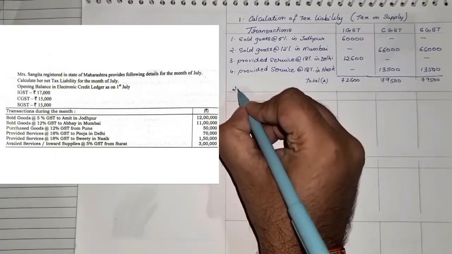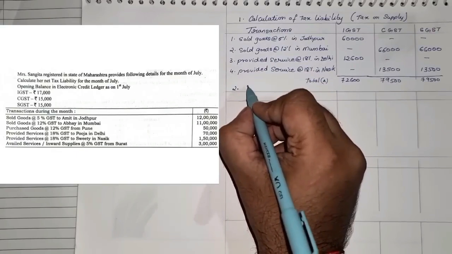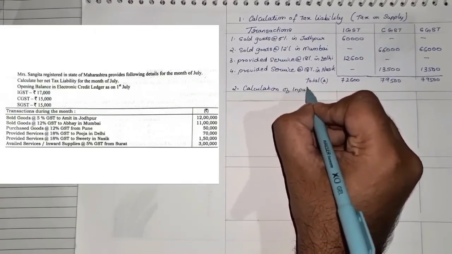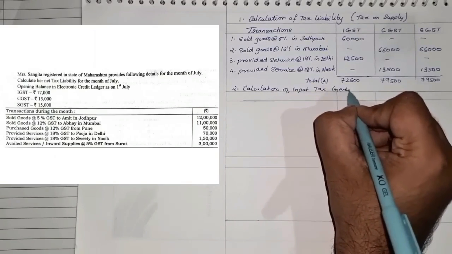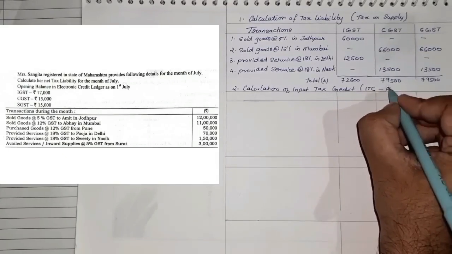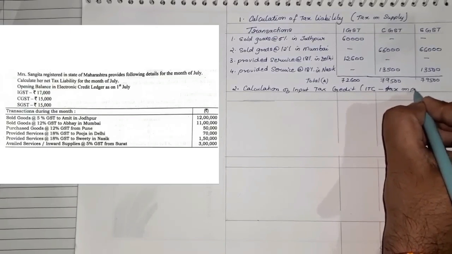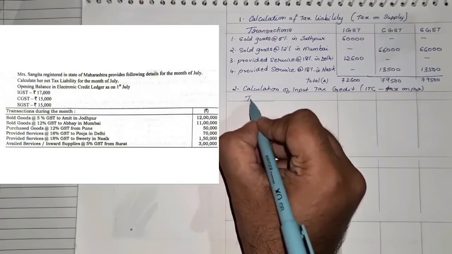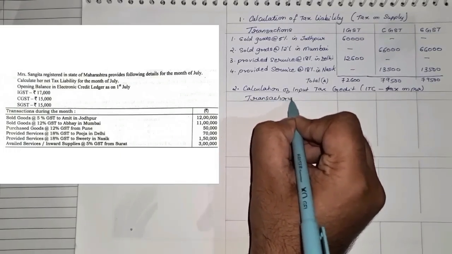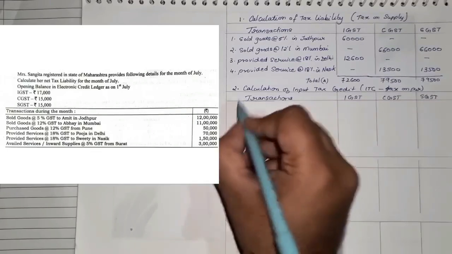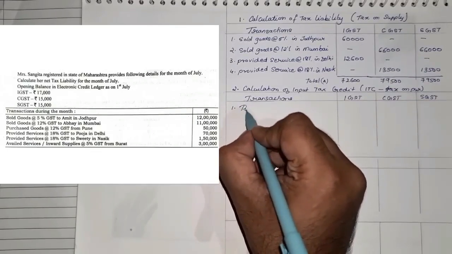Step number 2. This was all on supply, step number 1. Now we'll have all on purchases. So it will be written as calculation of input tax credit. It is ITC, and it is basically purchase with tax. It's basically tax on purchases. So now in the sum there were two purchases, one was purchase goods and one is availed services. Two things were there, so we will take those values. Again we'll have transactions, IGST, CGST and SGST.